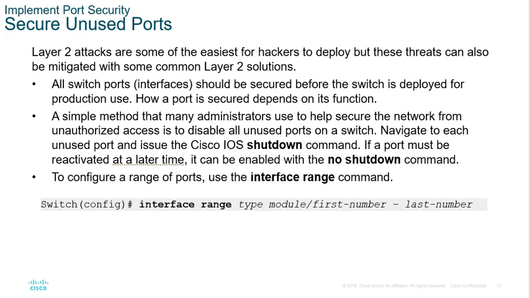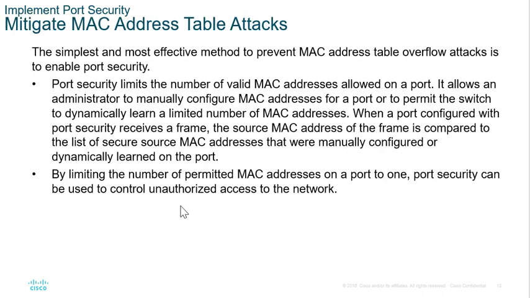So what are some of the mitigations that we can do untuk prevent layer 2 switch punya port security? Okay. So number one is using the best practice where all switch ports on the interfaces of the switch should be secured before the switch is deployed for production. One example paling simple sekali adalah unused ports, kita kena shut down. Another mitigation adalah untuk menggunakan feature dipanggil port security.